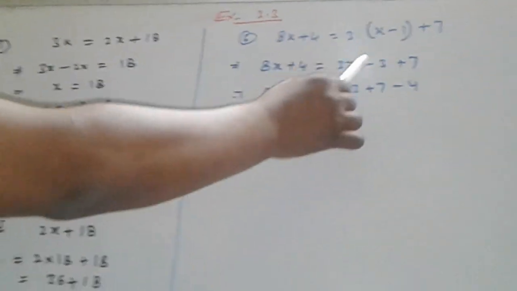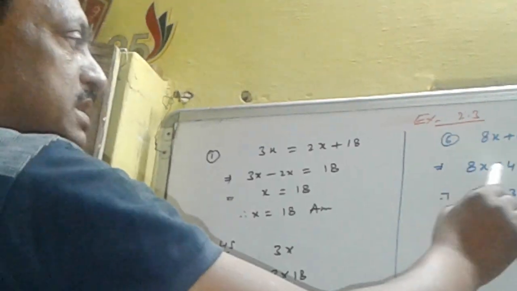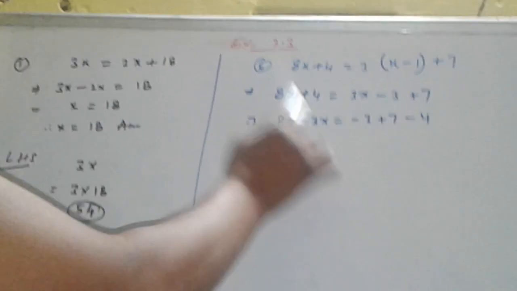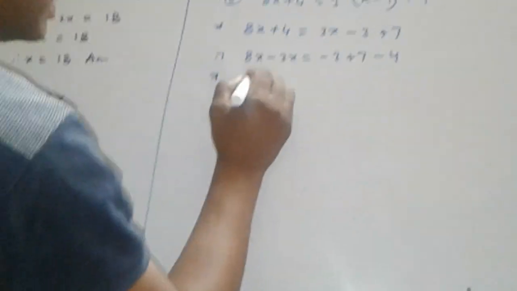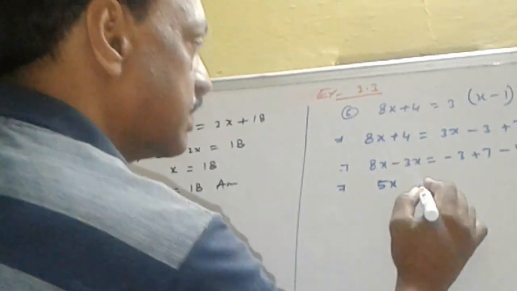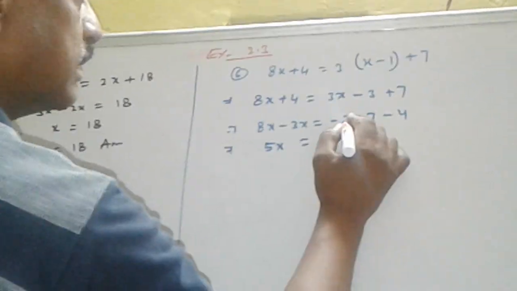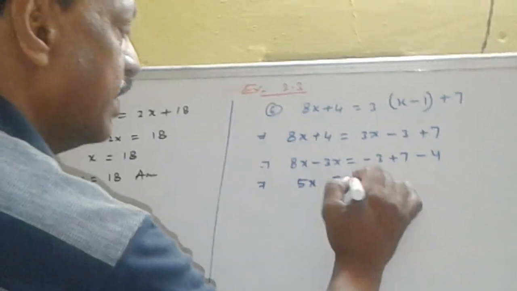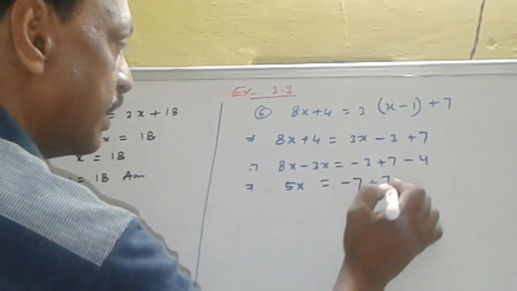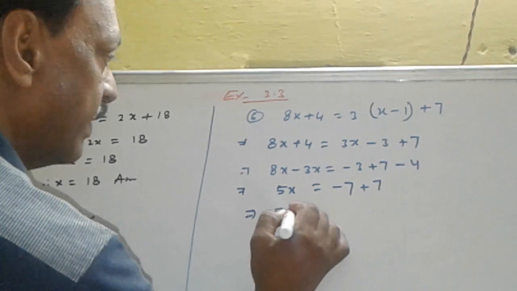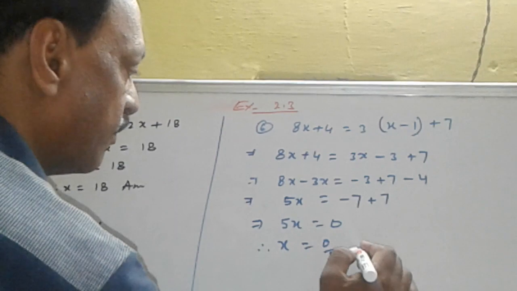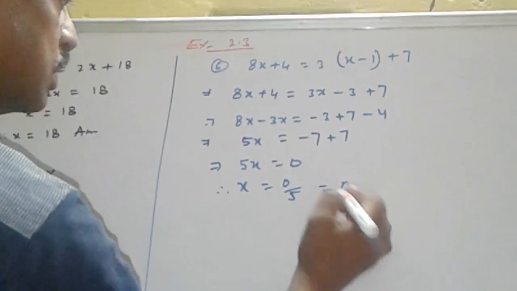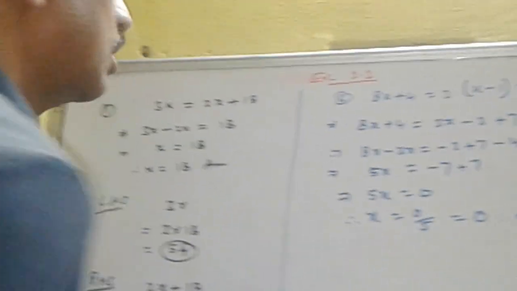Just look here. If you transfer 3x to this side, it will be negative. So 8x minus 3x, 4 will transfer to that side. So minus 3 plus 7 and minus 4. Now calculate: 8x minus 3x is equal to 5x. Minus 3 minus 4 will be minus 7 plus 7. So 5x equal to 0. So therefore x equal to 0 by 5, equal to 0. So we got the value of x equal to 0.